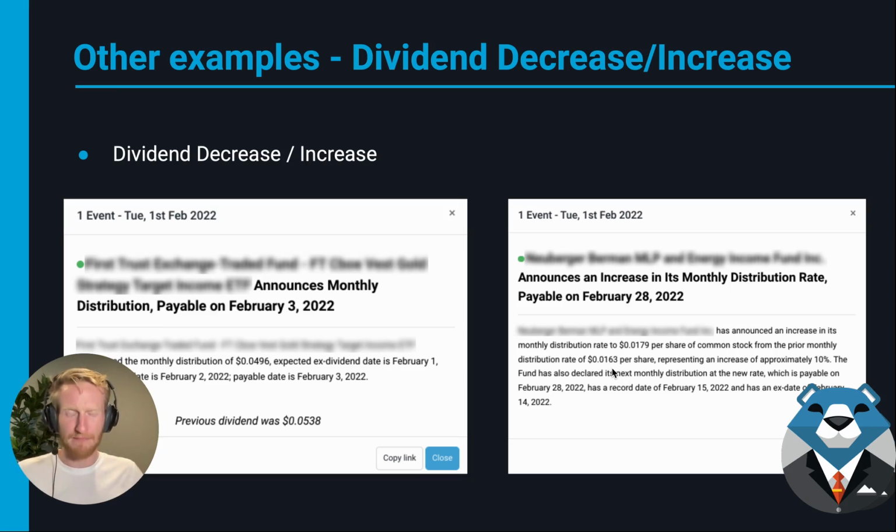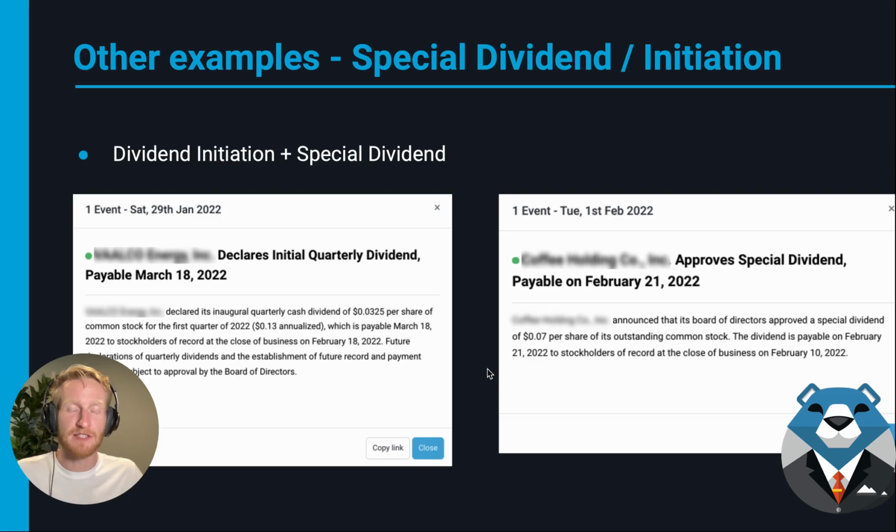Any of these sort of updates as well, you'll receive updates on these increases or decreases. The next type is either special dividends or dividend initiations. Here we've got an initiation where this company is paying its first ever quarterly dividend, and it tells you the details about it there. And the next one is a special dividend where the company is like, okay, we've got an excess amount of cash flow for whatever reason, let's reward our shareholders and pay a one-off special dividend.